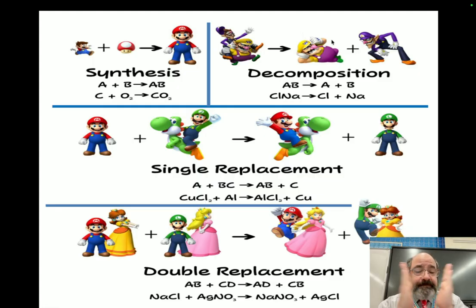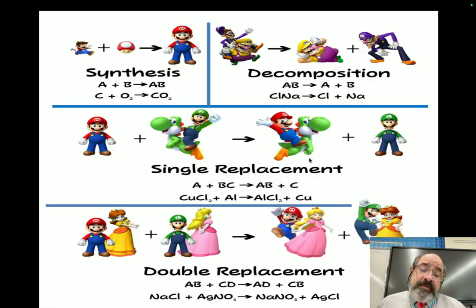Decomposition is the opposite. Boink. Decomposition is where we have one thing breaking up into two things. So look, it's the exact opposite. AB goes into A plus B, as compared to here, A plus B makes AB. So synthesis is coming together. Decomposition is breaking apart. They're opposites. Here we have a poorly written formula, and it breaks up into chlorine and Na. So that's breaking up.